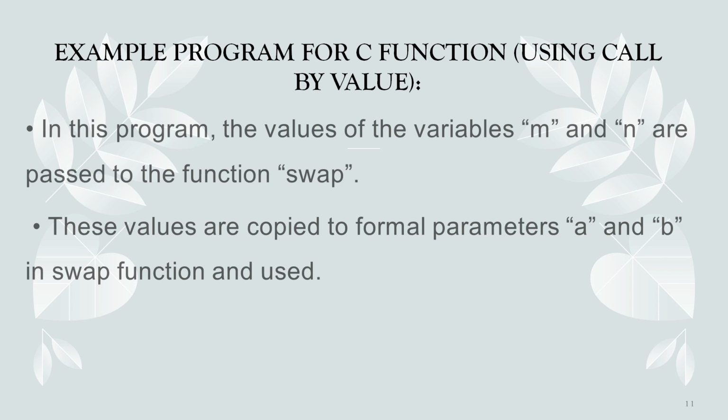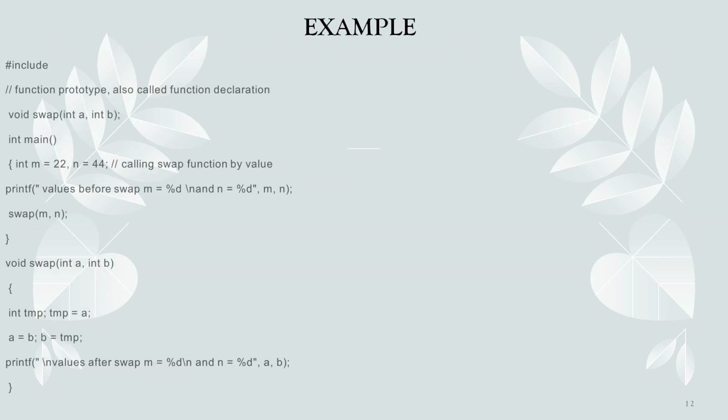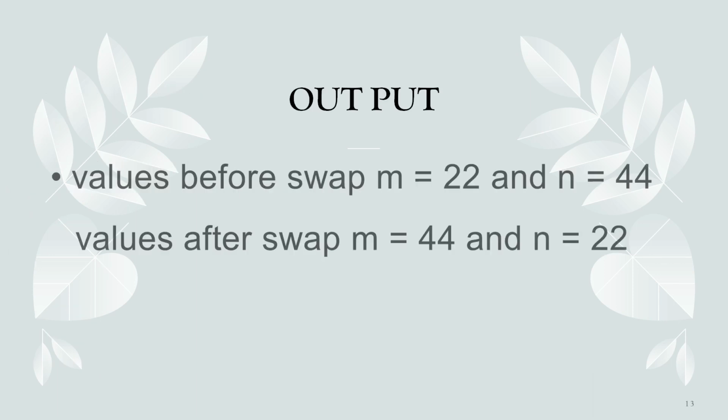For example, a program for a C function using call by value. In this program, the values of the variables m and n are passed to the function swap. These values are copied to formal parameters a and b in the swap function. Let us see the example. The output is: before swapping, m is equal to 22 and n is equal to 24, and after swapping the values are m is equal to 44 and n is equal to 22.